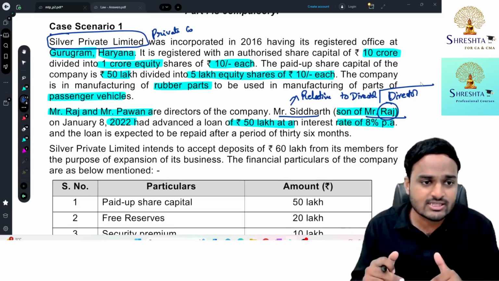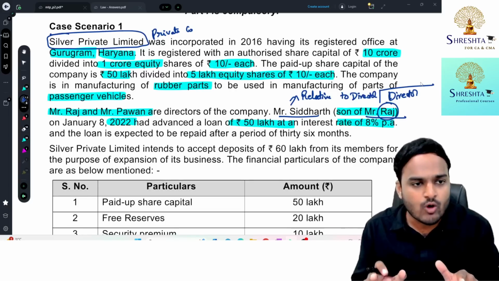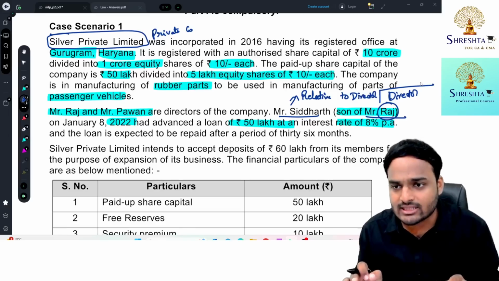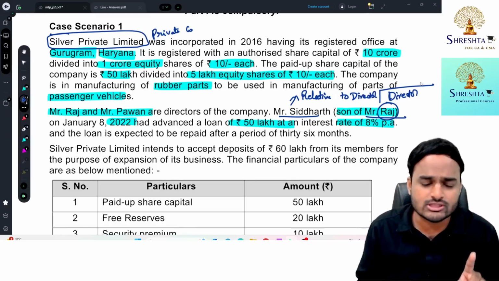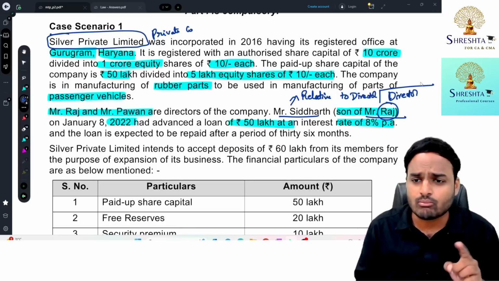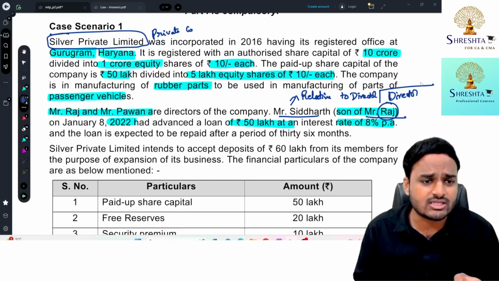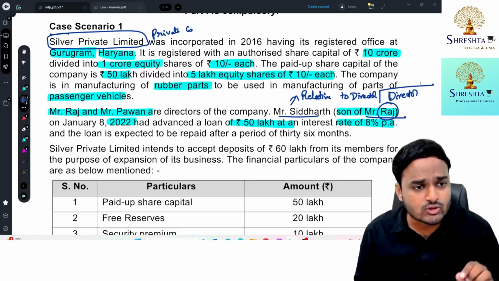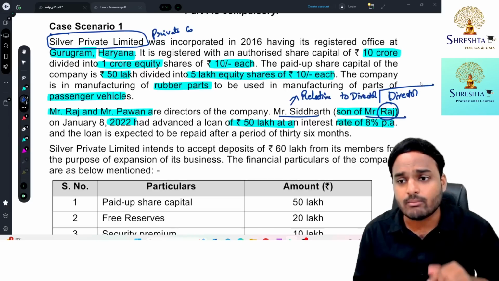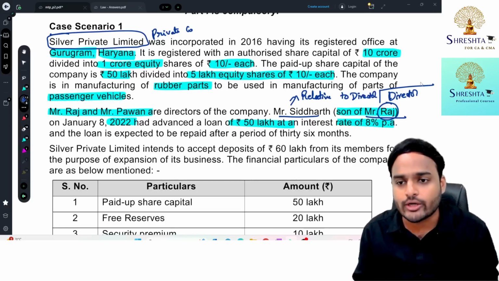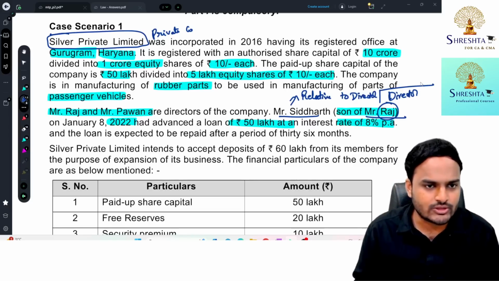If these conditions are satisfied, then that advance from a relative of the director is not treated as deposit. Yes, of course, I forgot to tell you one more condition. Another condition is that the board of directors has to disclose the details of the loan amount from relatives of the directors in the board report. Understood?